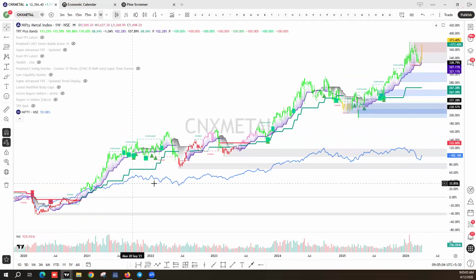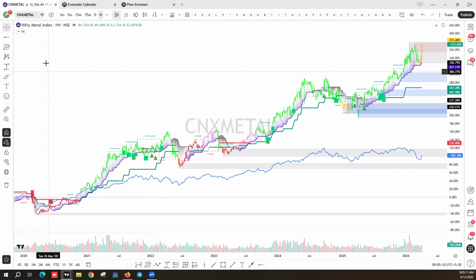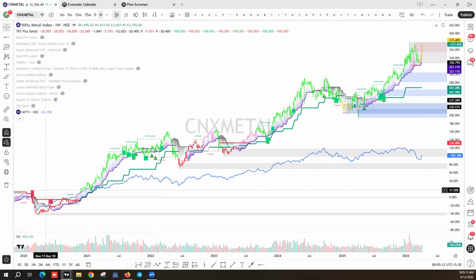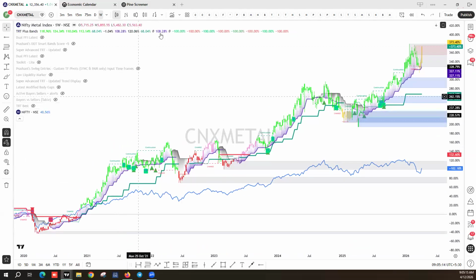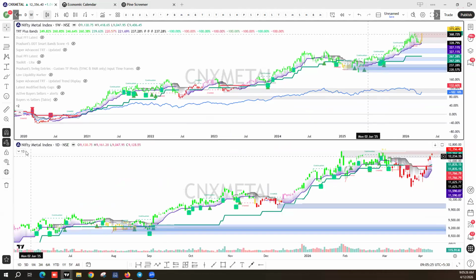This is the Nifty chart, this is the metal chart. Okay. So, sir, we call it relative and comparative analysis. We can add the chart like this.